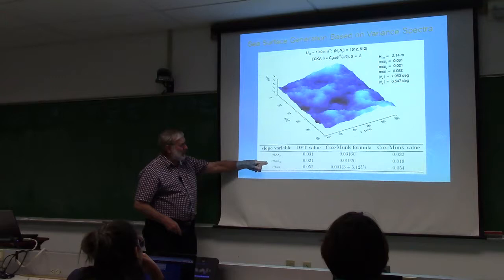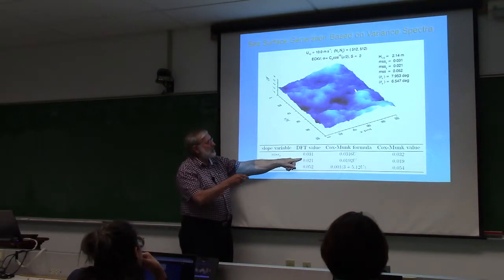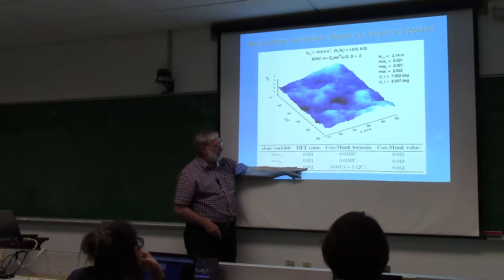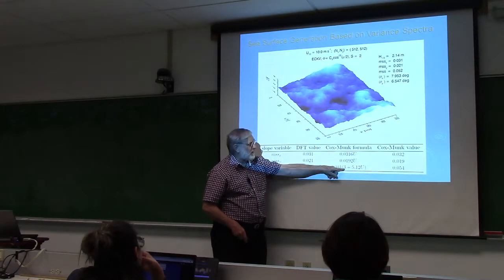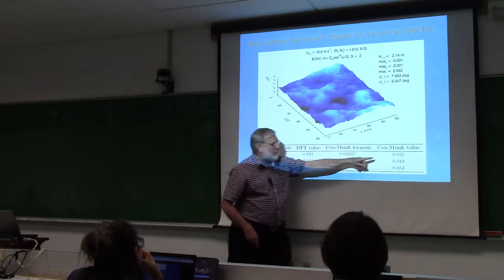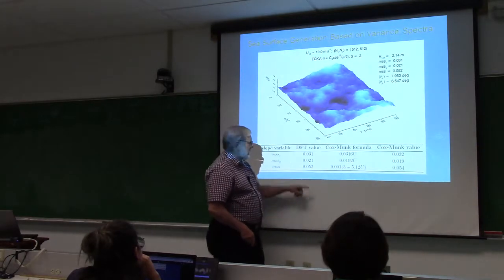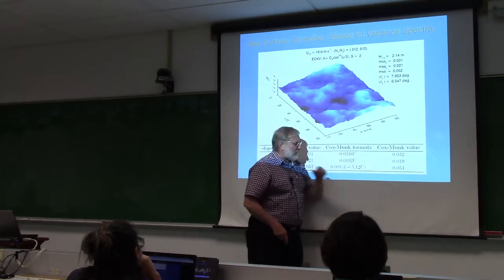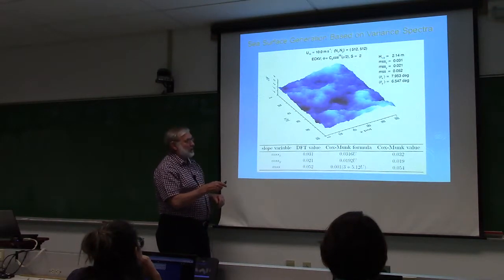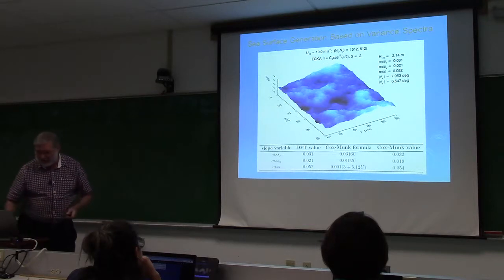But if you compare these numbers, here's the value from this simulation, and DFT stands for discrete Fourier transform. Here's the Cox-Monk formula, plug in the wind speed of 10, and you can see 0.031 versus 0.032, 0.021 versus 0.019, 0.052 versus 0.054. And that's just this one realization. So you can see it's giving the right numbers for everything.